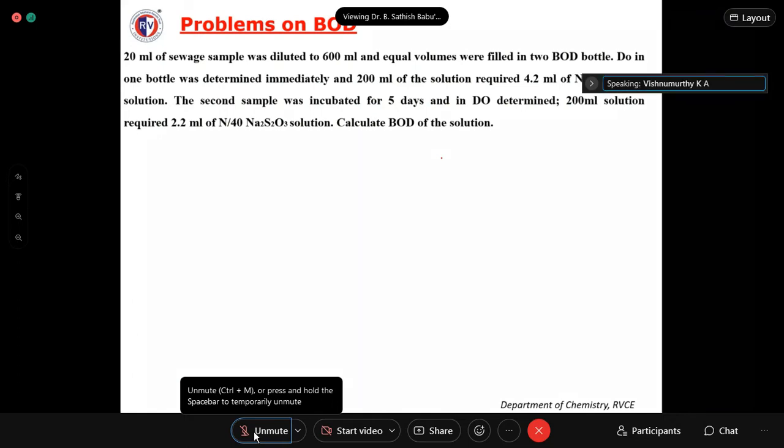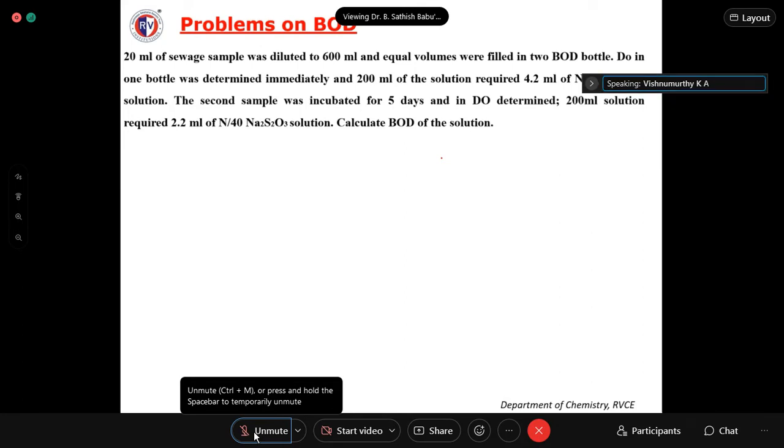20 ml of sewage sample was diluted to 600 ml. Before solving this problem, I'll go back to your BOD in between so that you will realize what is actually happening. 20 ml of sewage sample means you have taken 20 ml of water from the Vrishabhavati river, which is flowing next to RV College. Then you are coming to the lab and you are adding some dilution water.